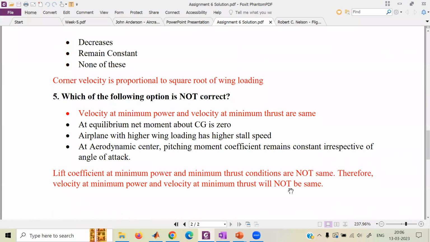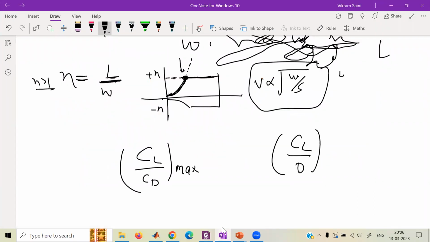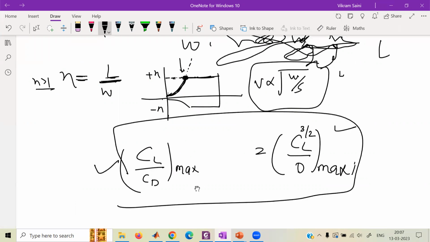So the question is, how do you find the lift coefficient corresponding to minimum power and minimum thrust, both? If you can recall, I'll just say it. For minimum drag, you have to maximize this, and for minimum power, you have to maximize this. The CL corresponding to maximization of this and this will be different, obviously. We've done these calculations in the beginning part of this course. So definitely option 1 is not correct. Others are correct. If you have any doubt, you can ask.